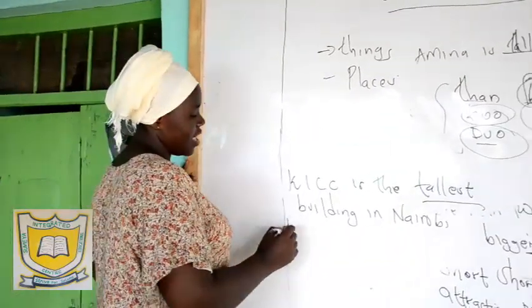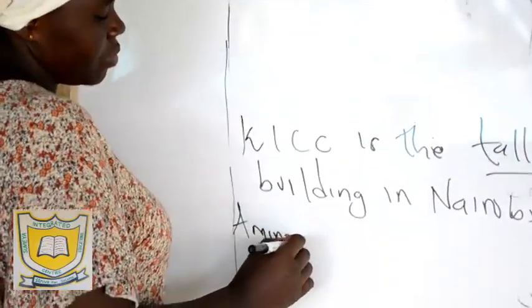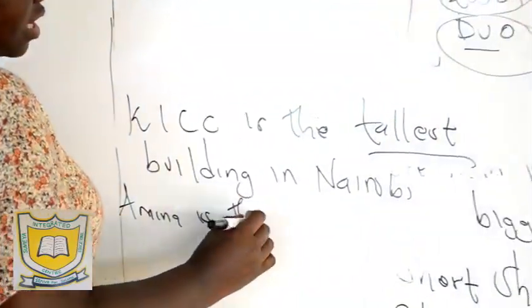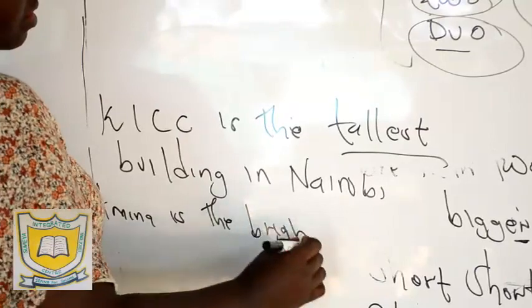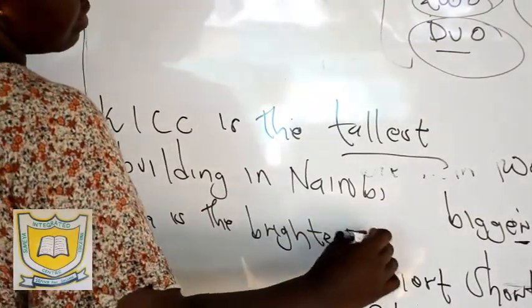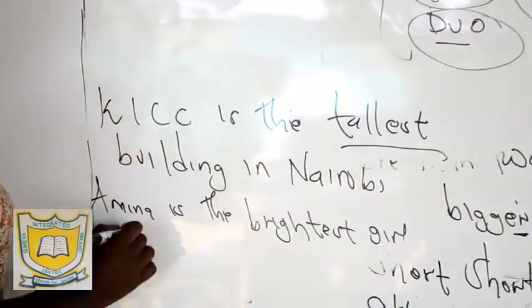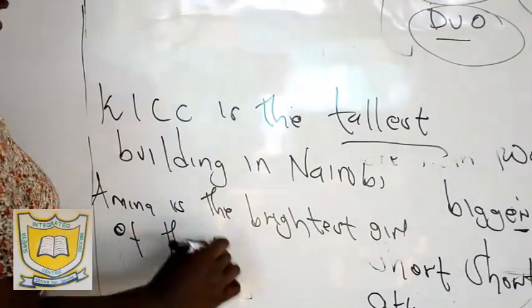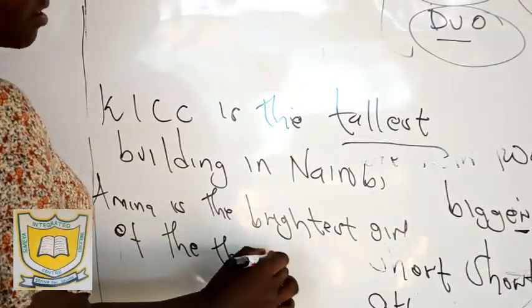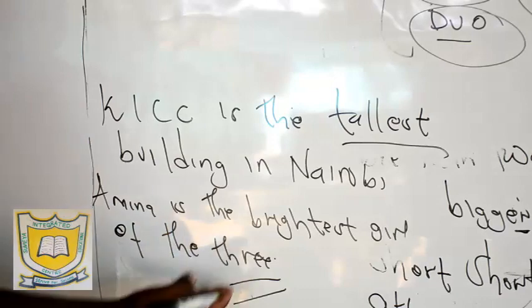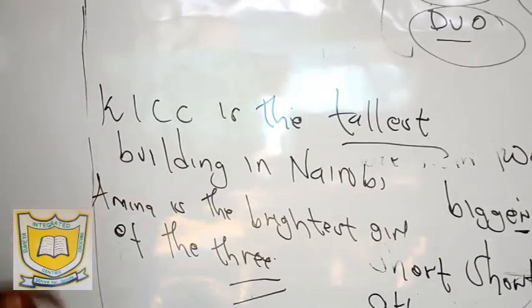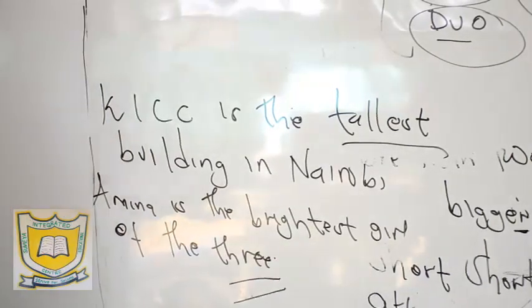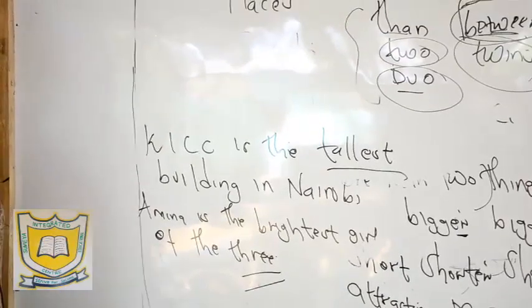And I can say Amina is the brightest girl. Amina is the brightest girl of the 3. Amina is the brightest girl of the what? Of the 3. Now, there are more than 2. If it is more than 2, I'm going to use the est form of the adjective.